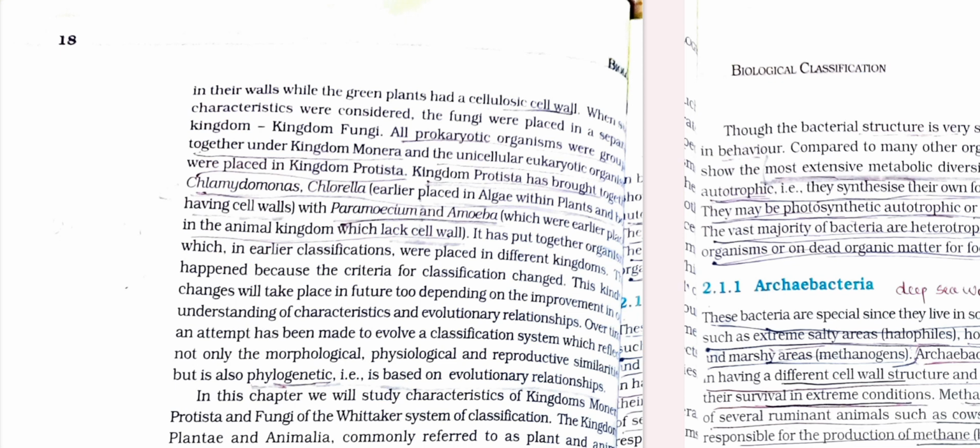It has put together organisms which in earlier classification were placed in different kingdoms.